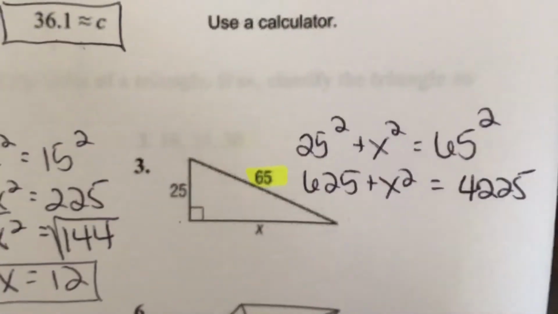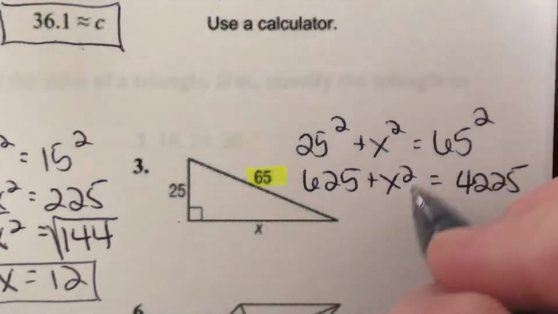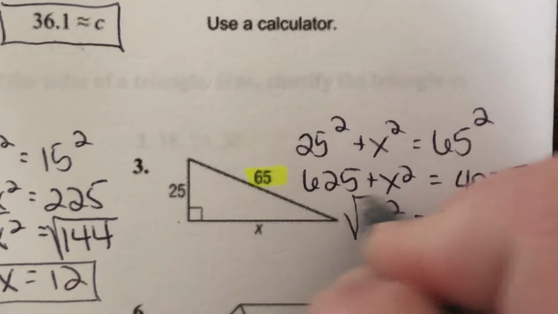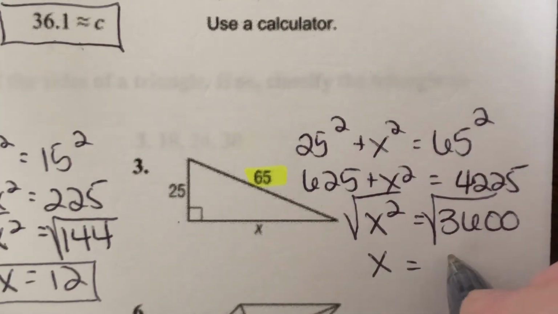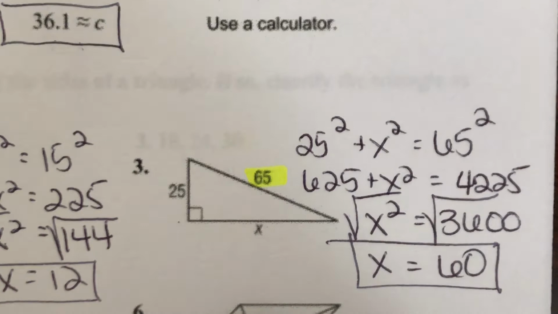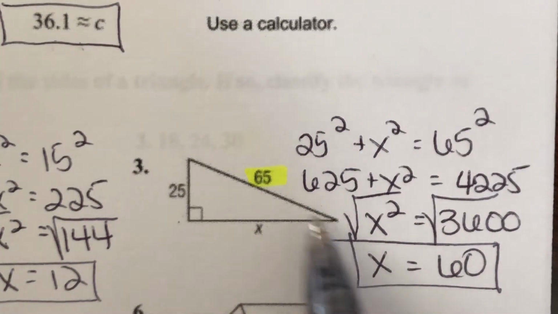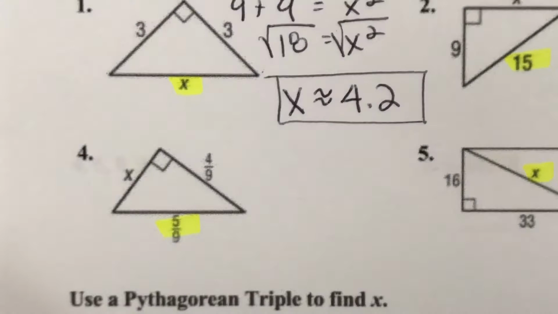And then I'm going to subtract 625 from both sides. 3,600, that is also a perfect square. If we take the square root of 3,600, we should get 60. Okay, so the length of this side is 60. 25 squared plus 60 squared equals 65 squared. Hopefully you guys remember this from earlier math.